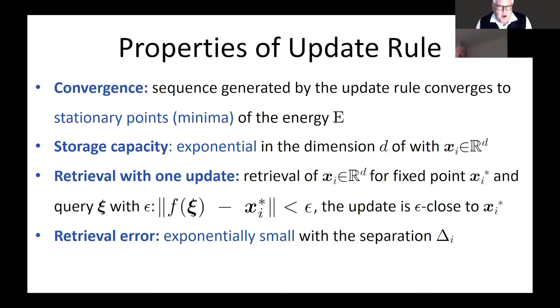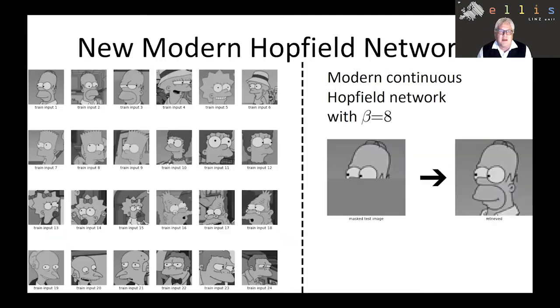And very important for our use, retrieval with one update. What we mean there is, if we do one update, we are epsilon close to the stored pattern. Therefore, that's sufficient for us to get the pattern back. And retrieval with one update means we can use these Hopfield networks like an activation of a normal layer of a standard deep learning architecture. And also the retrieval error should be exponentially small, which is also guaranteed if the patterns are well separated, if one pattern is far away from other patterns and they don't overlap heavily.